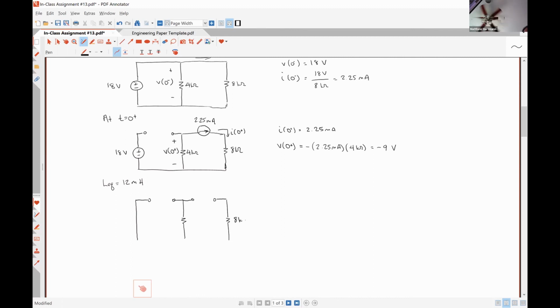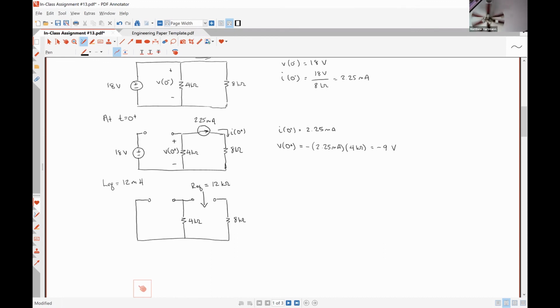Here's my 8 kilo ohm resistor. Here's my 4 kilo ohm resistor. And I'm looking in through this set of terminals where the inductor was. So I take the inductor out and see what equivalent resistance the inductor sees. From that, I can see that R_eq should be what? 12 kilo ohms. Right, because it's just the 4 kilo ohm resistor and the 8 kilo ohm resistor in series. Nothing crazy there. So 12 kilo ohms.